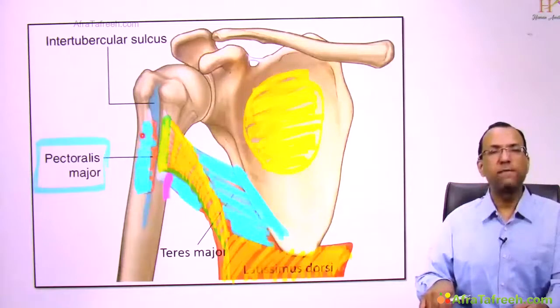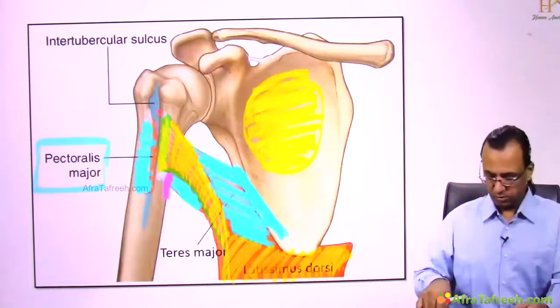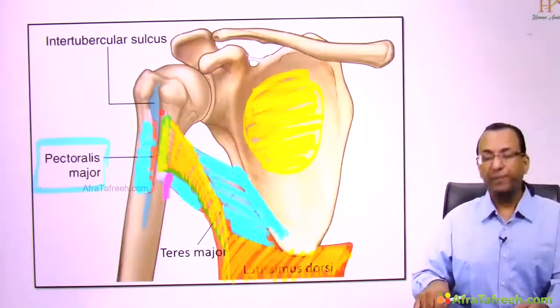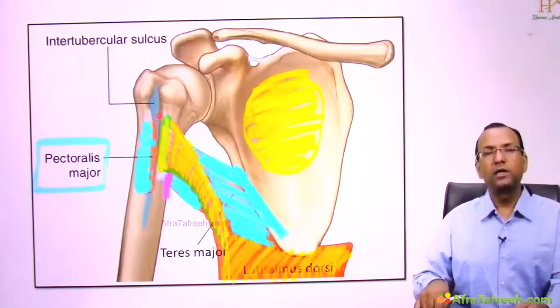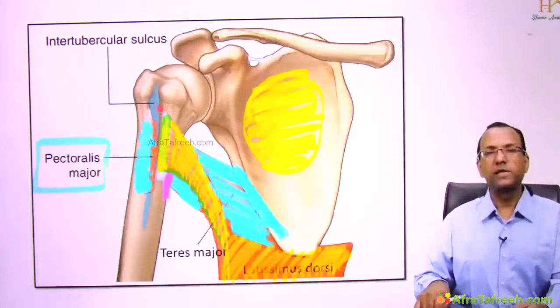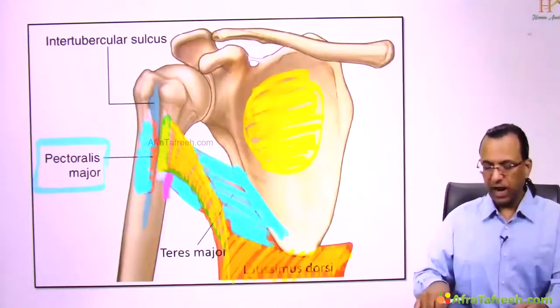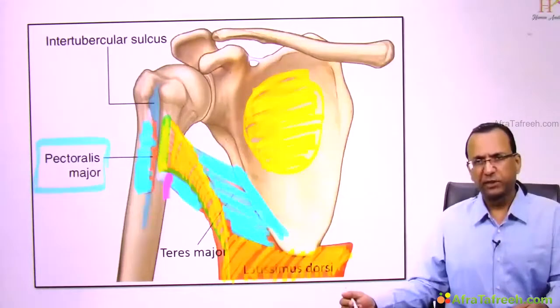What will form the lateral border of the axilla? The lateral border of the axilla is the humerus bone, with the bicipital groove and the bicipital tendon. So anteriorly you have pectoralis major and minor, and posteriorly you have the subscapularis, the latissimus dorsi and teres major. Yes, this you have to remember.